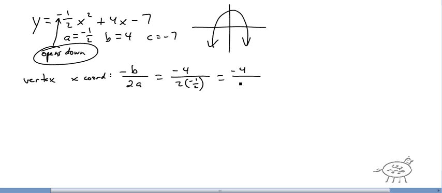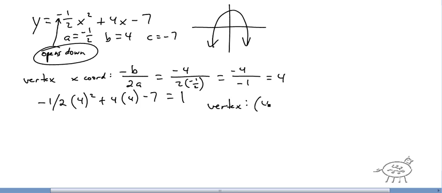So 2 times negative 1/2 is negative 1. So my x-coordinate of the vertex is 4. And then remember, in your calculator, this is the way you're going to type it in. You're going to type in negative 1 divided by 2, just like that. You can use a division sign. 1 divided by 2, put a parenthesis in here, 4 squared plus 4 times 4 minus 7. That's exactly how you're going to type it in your calculator. If you type that in, you're going to get that it's equal to 1. But just be careful typing it in. So my vertex is going to be 4, 1.